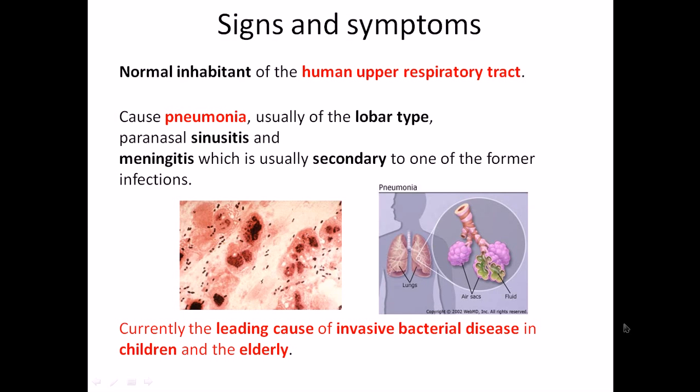There are many varieties of pneumonia, but streptococcal pneumonia is a kind of lobar pneumonia, and they can also cause paranasal sinusitis and meningitis, which is usually secondary and reached at the end point of the infection. It's very rare when they cross the blood brain barrier and reach our meninges, where they can cause infection and inflammation of the meninges. It's a very rare case, but usually they cause pneumonia and sinusitis. Now Streptococcus pneumoniae currently is the leading cause of invasive bacterial disease in children as well as in the elderly, in both ways.